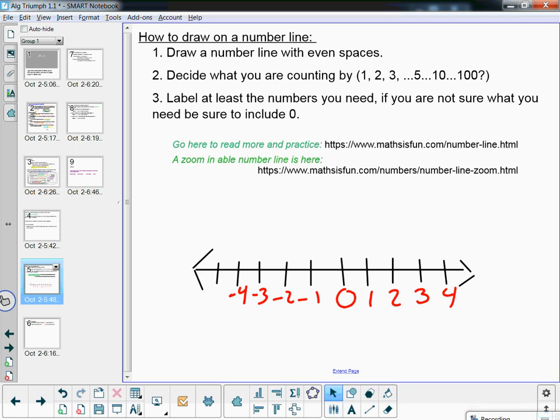If you need to know more, you can read more and practice more at the first website. A zoomable number line so you can see how decimals and fractions and everything else work is at the second website.